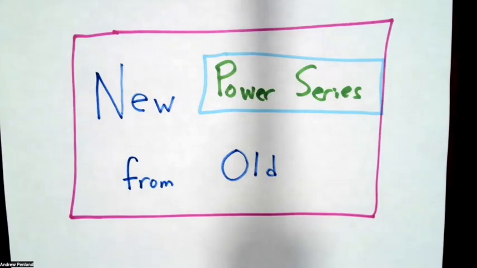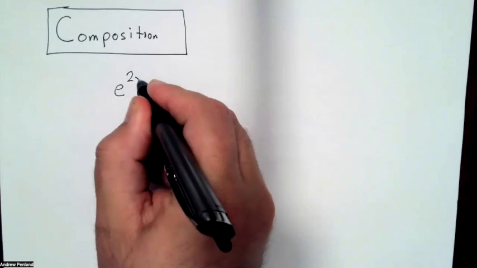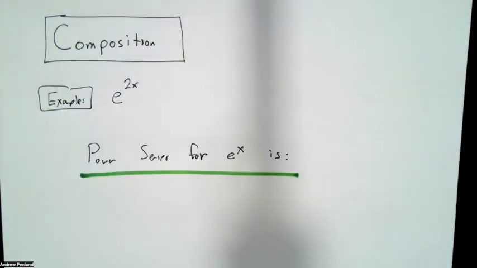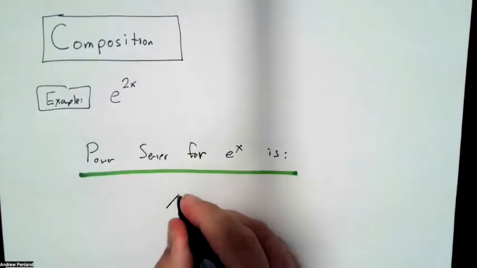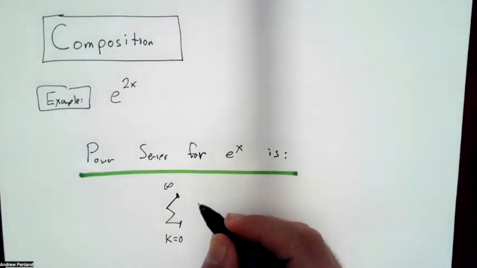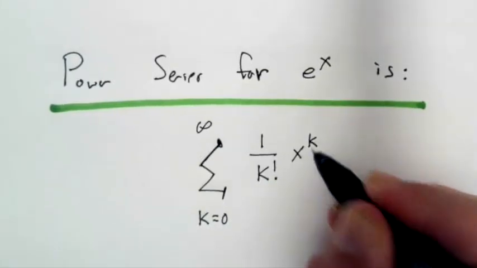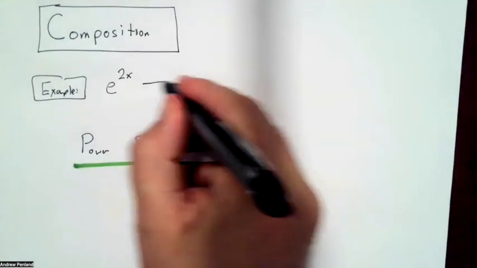In this video, we're going to talk about how we can get new power series out of the power series that we already have. So one way is we can change the variable. For instance, let's look at e to the 2x. You might remember that the power series for e to the x is the sum from k equals 0 to infinity of 1 over k factorial times x to the k. So what would the power series for e to the 2x be?